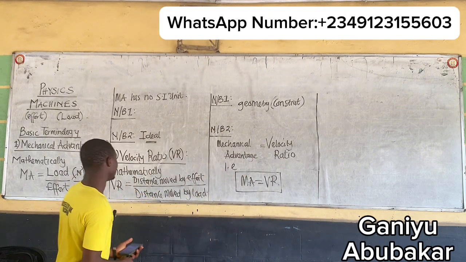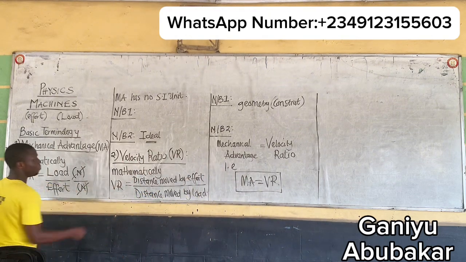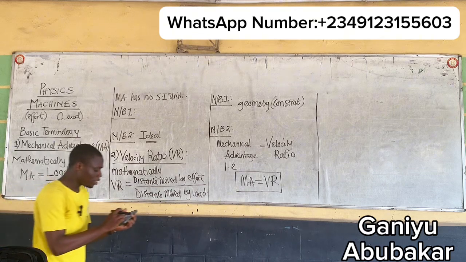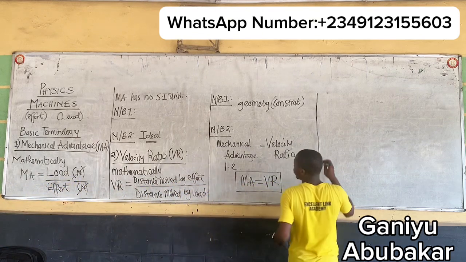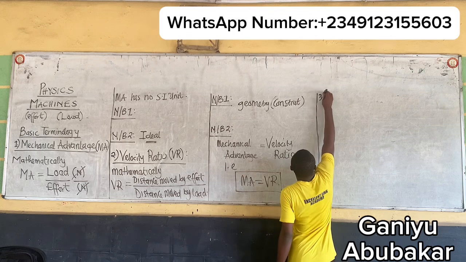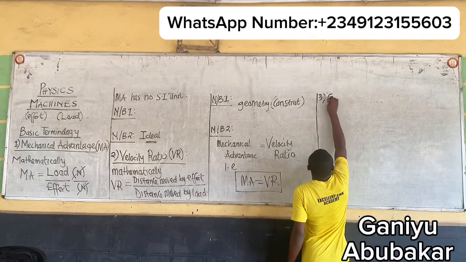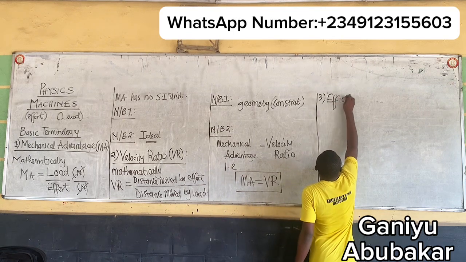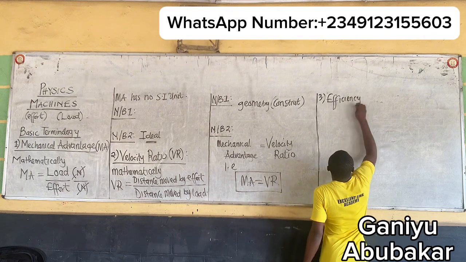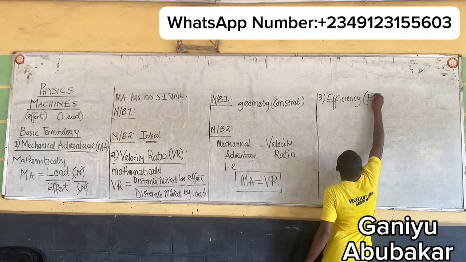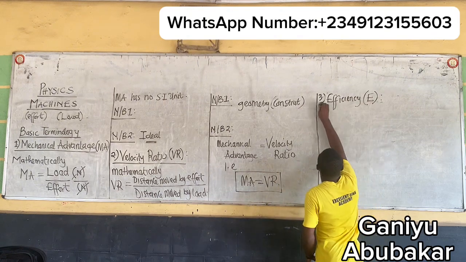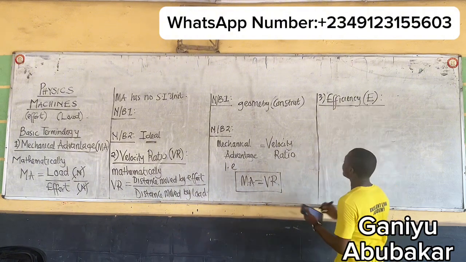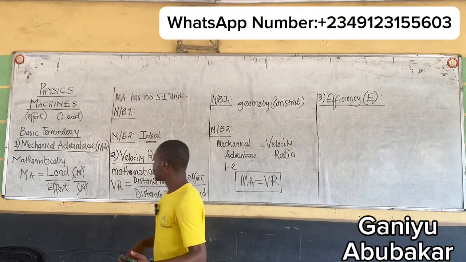So this is the second terminology in the study of machine. Let's look at the third term, please. The third terminology is called efficiency. Efficiency, in capital E, please. Let's discuss efficiency as the third term in the study of machine.